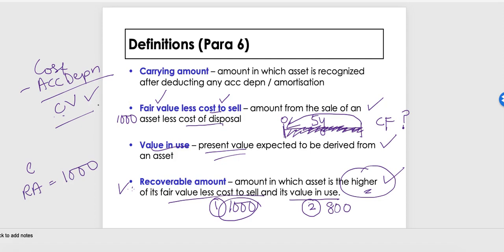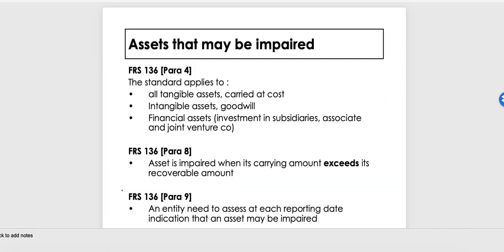Let's say the carrying value is higher. Only when the carrying value is more than RA is there an impairment loss of 500. That means you have overstated your asset by 500, and therefore you have to reduce this value from your account. So these are the assets that may be impaired.